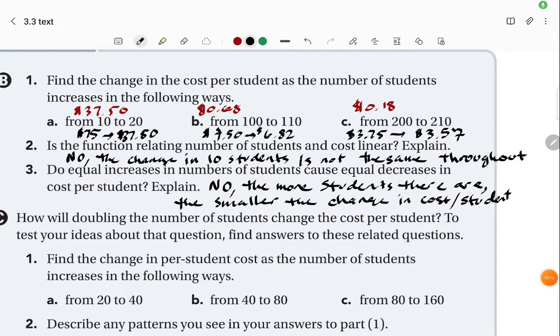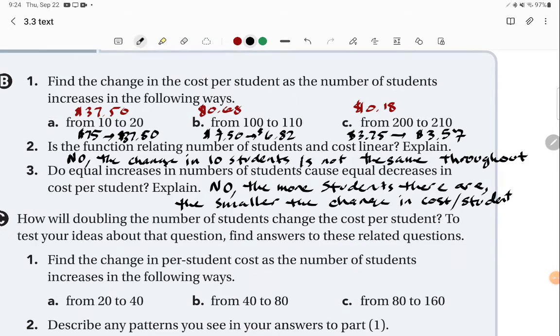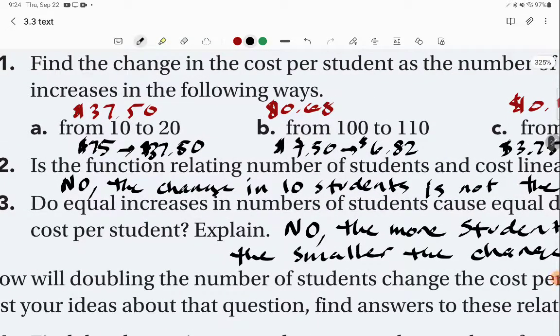Okay, so let's go ahead and take a look at these. On 1A, we already did this. It goes from 75 to 37.50, right? So that's a change in 10 students. That's important to understand. This is a change in 10 students. But in this case, it doubles. It goes from 10 to 20. So it would make sense that the cost per student would be half of what it was when it was 10. Now it's 20. So the change is going to be 37.50, which is half of 75.